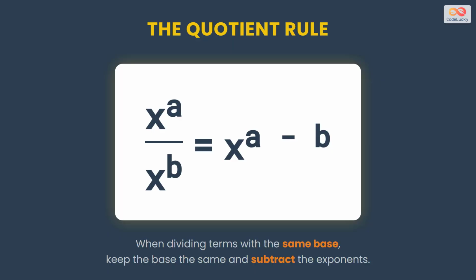To divide these expressions, we use the quotient rule for exponents. The rule states that, when you divide two terms with the same base, you keep the base the same and subtract the bottom exponent from the top exponent.